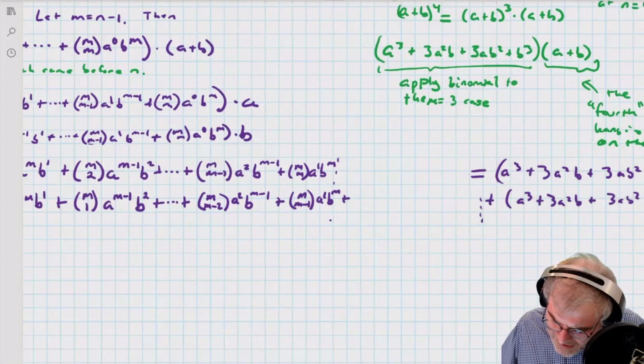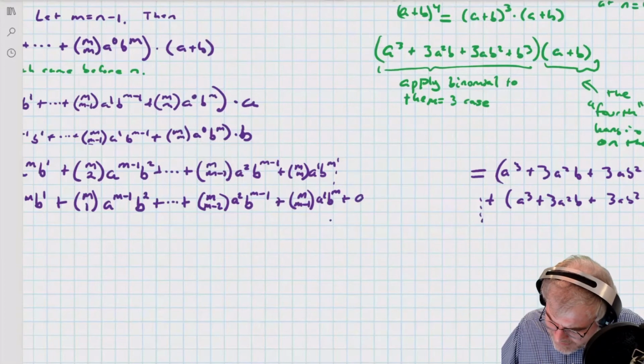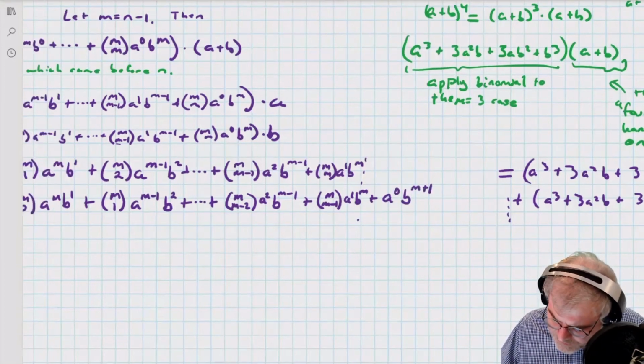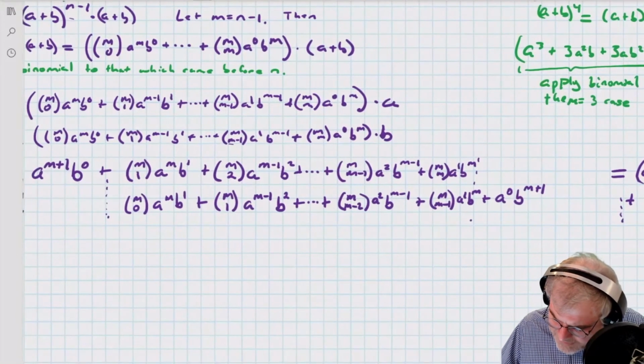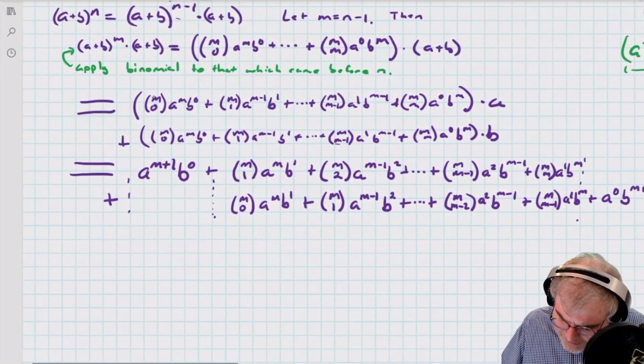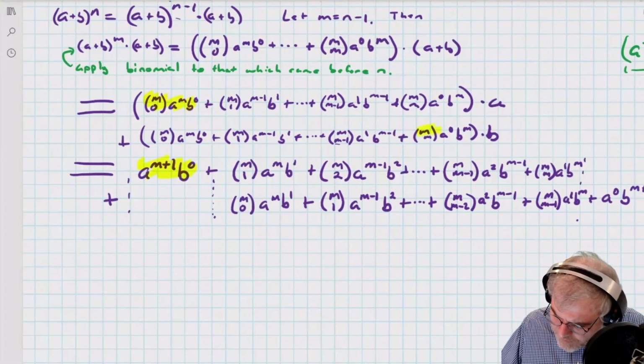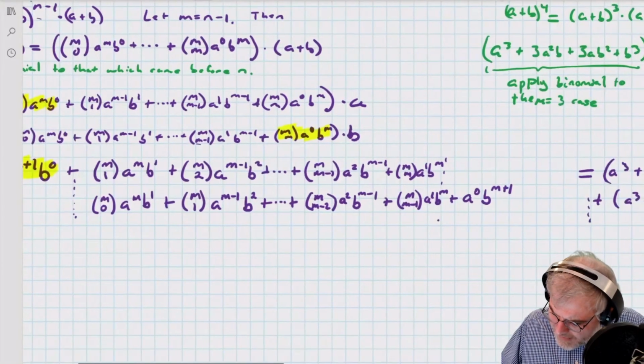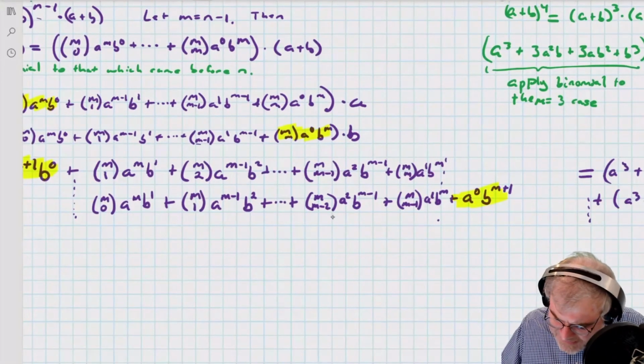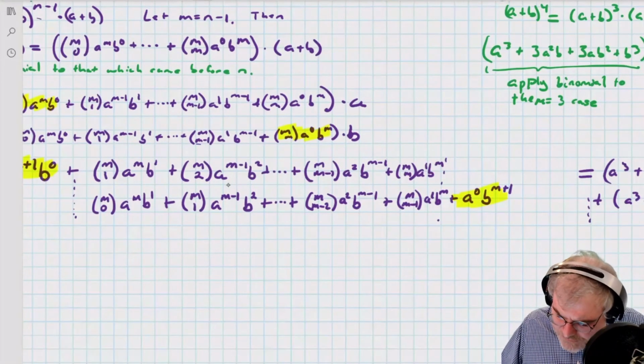Plus, and now I'm going to evaluate this m choose m. A to the 0, b to the m plus 1. Okay, so the tricky terms are the fact that this term here became that term there, and that term there became that term there. Now, I pulled some of these out of the middle here, right? So this m choose 2 came from right here.